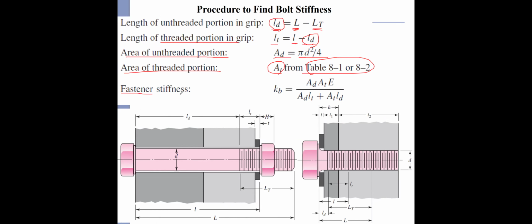And we have already found the fastener stiffness, right? KB, the B represents the bolt, equals AD times AT times the Young's modulus divided by ADLT plus ATLD.